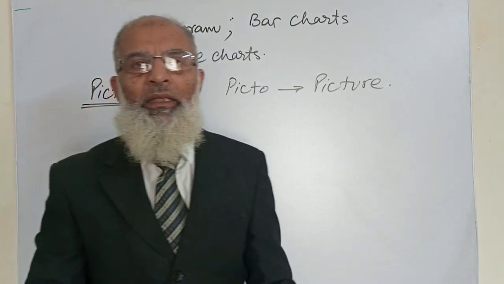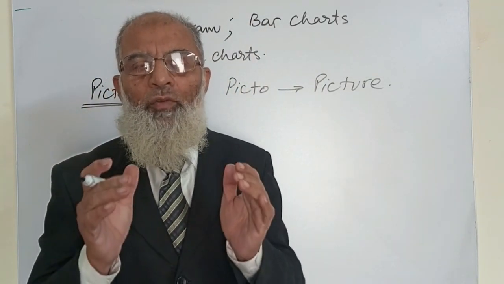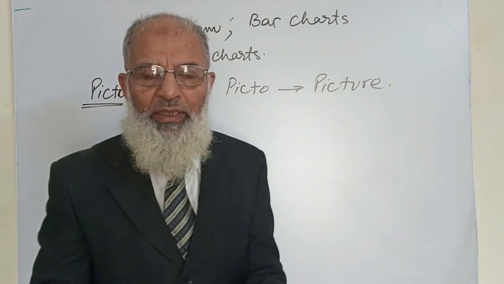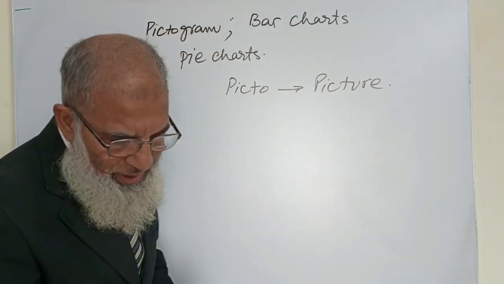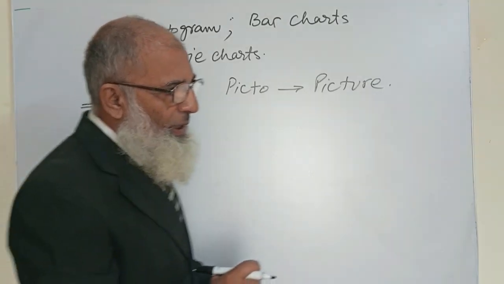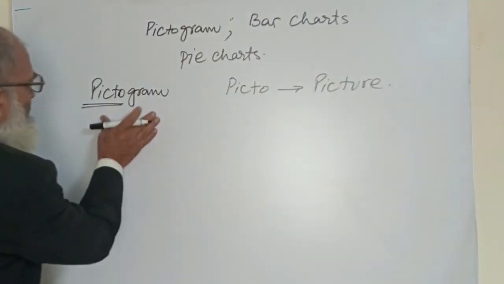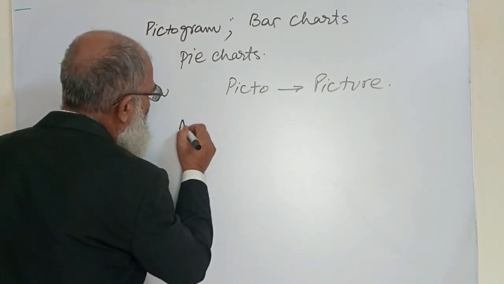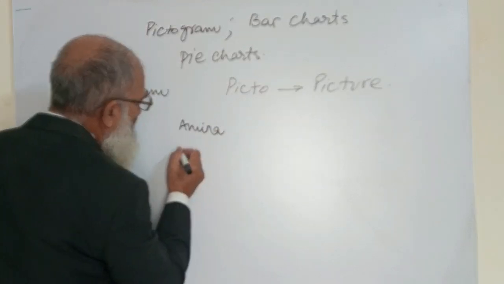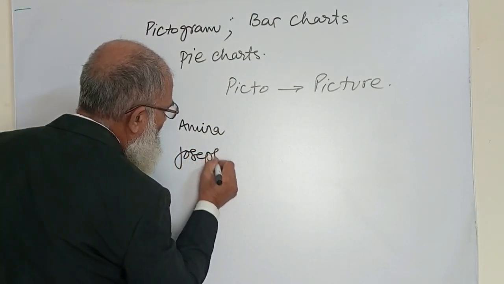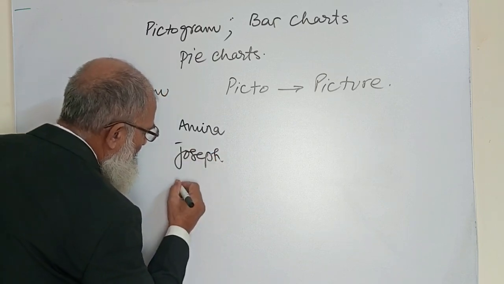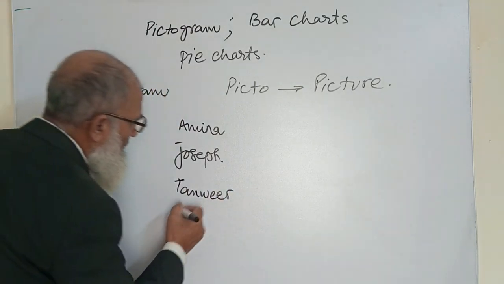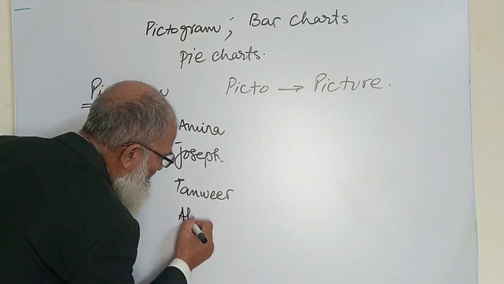You might remember that we have taken the pictures of gold medals in some previous lecture of this chapter. So I'll be taking pictures of some books. Now, how will we display this data? Suppose I have a data: Amina, Joseph, Tanveer, Abdul.